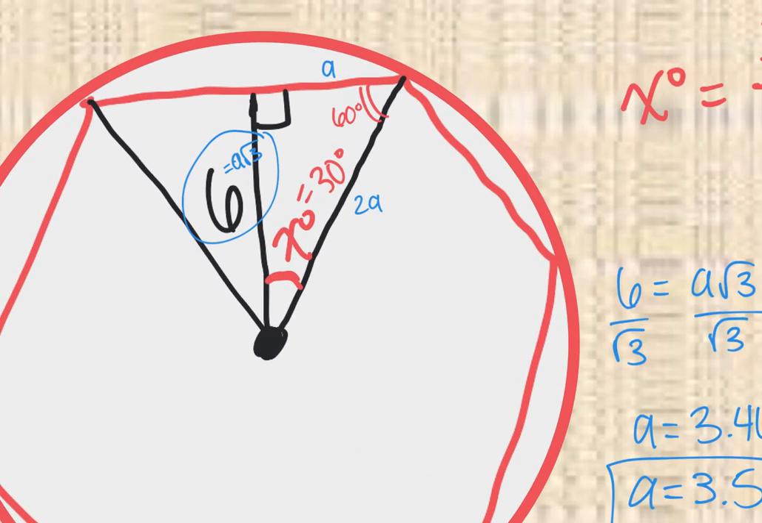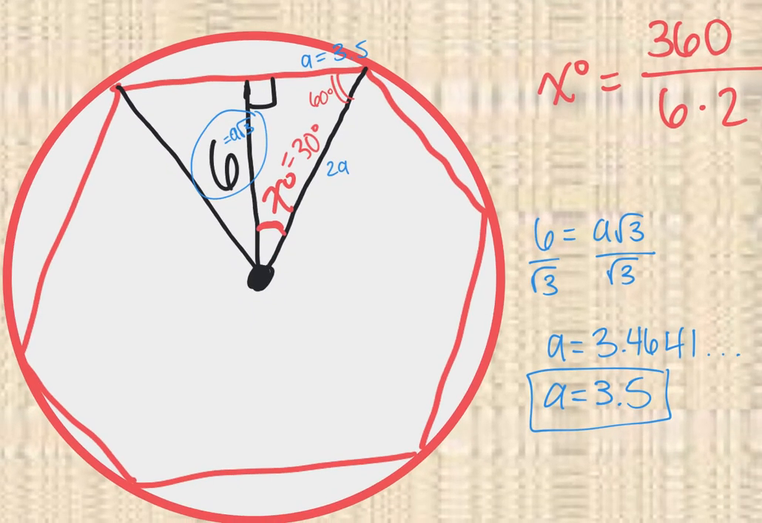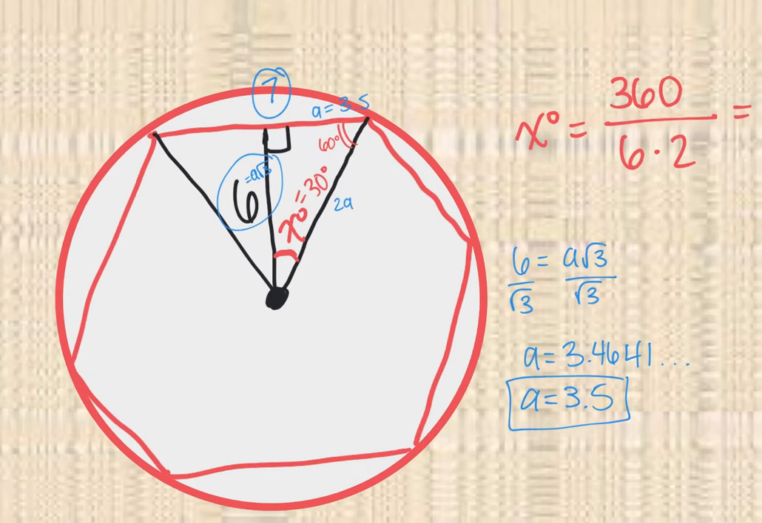Okay, so this side length over here is 3.5. That is not the length of the entire side, though. What do we have to do with that value? Jaden? Multiply it by 2, because there's 2 pieces to this side. So we multiply that by 2, we're going to get 7. So our side length is 7.